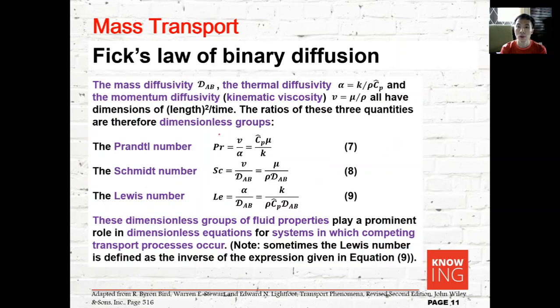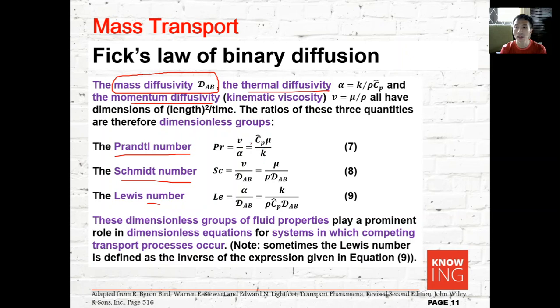Once we have derived the molecular momentum transport, the molecular heat transport, and also the molecular mass transport, we can define that this mass diffusivity D_AB has the same units as the thermal diffusivity and the momentum diffusivity. Therefore, we have these three dimensionless numbers: the Prandtl number, the Schmidt number, and the Lewis number.